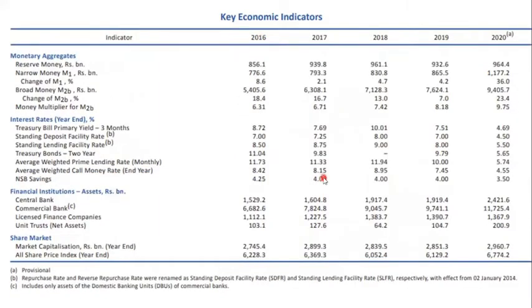This displays key economic indicators such as monetary aggregates and interest rates. When we consider the central bank's assets, it has been recorded as 2.4 trillion as of 2020. Commercial banks' total assets are recorded as 11 billion in 2020.